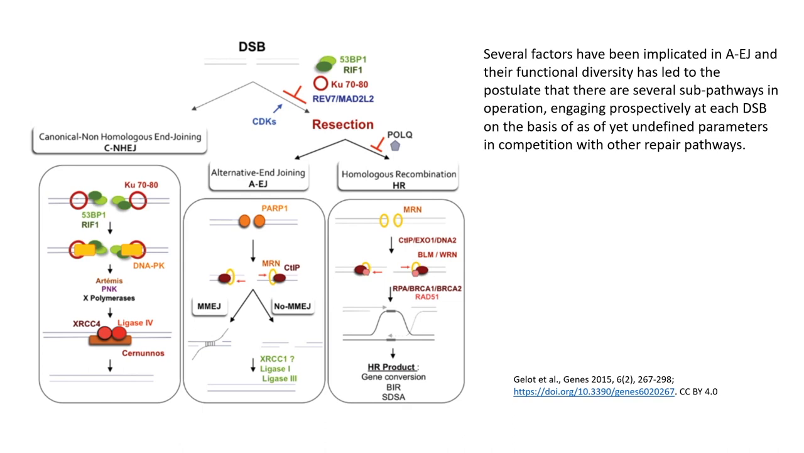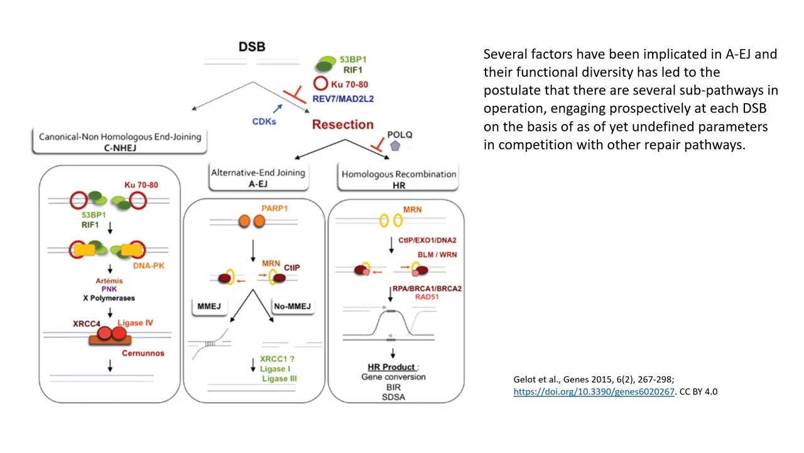So, several factors have been implicated in alternative NHEJ, and their functional diversity has led to the postulation that there are several sub pathways in this operation. It is not just one single pathway, and it engages prospectively at each double strand break on the basis of as yet undefined parameters in competition with other repair pathways.